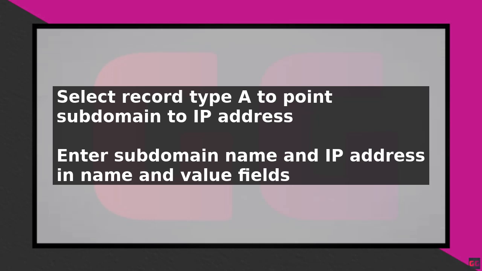It may take some time for the DNS changes to propagate globally, so be patient and allow up to 48 hours for the subdomain to become active. Once the subdomain is active, you can use it to access your website or application.